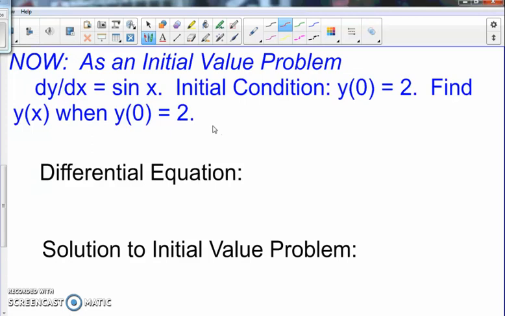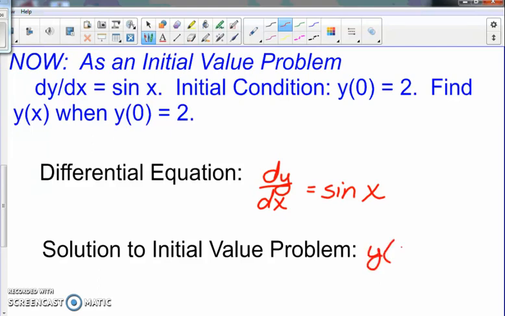So this is done in terms of what are known as differential equations. It's basically where it gives you the derivative and you're working backwards, like integrating like we've been doing. So the differential equation is dy/dx equals sine of x. They call it a differential equation because this is a derivative, isn't it? They're saying the derivative is equal to sine of x. The solution to the initial value problem is that y of 0 is equal to 2.